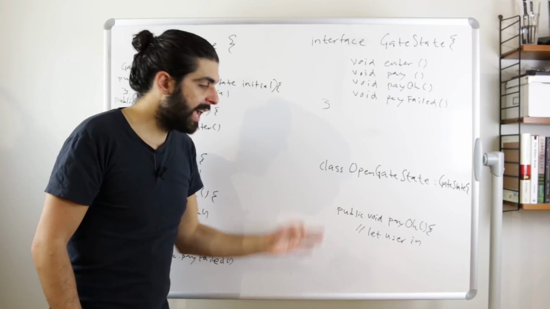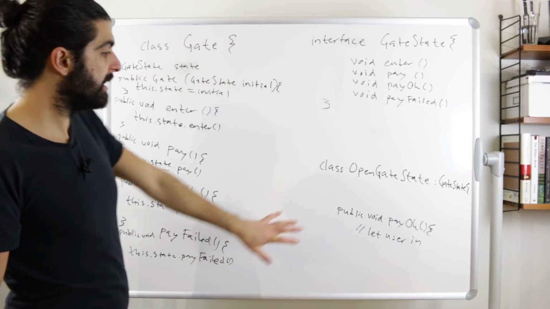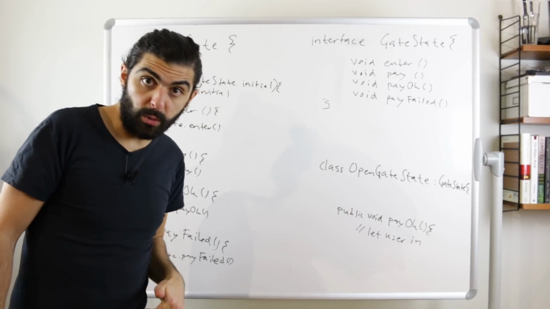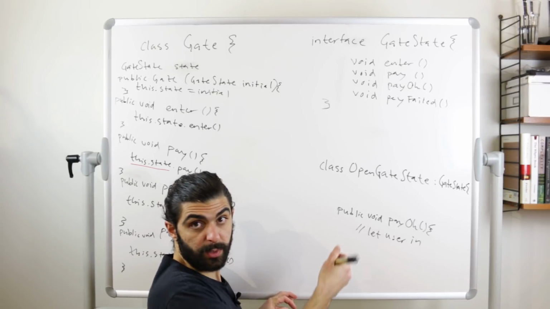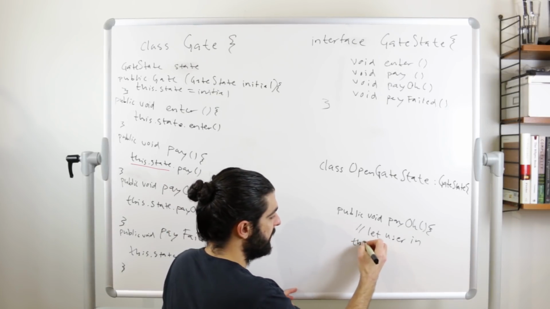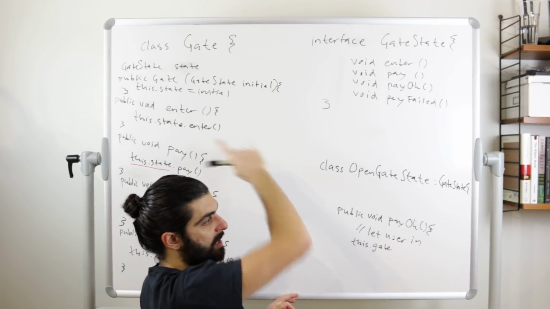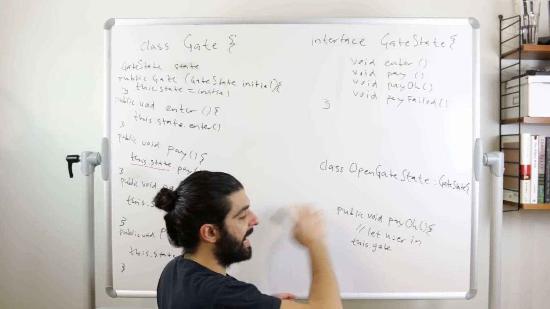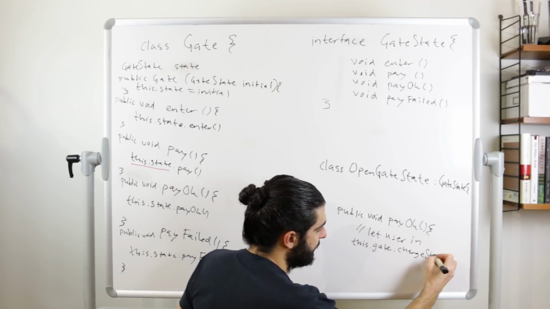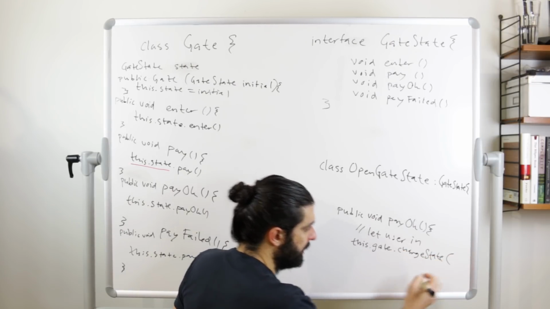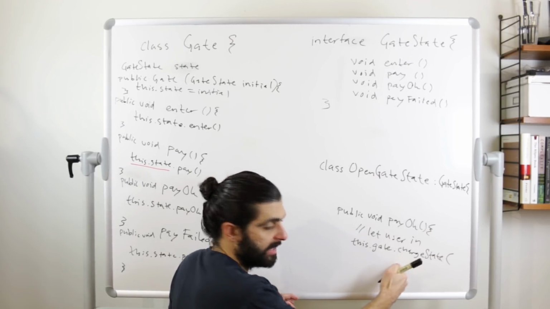When the payment is okay and the user has been let in, what we also need to do is shift the state from open to closed. So what we do is say, and here we notice that we are missing a few things, this dot gate, referring back to the instance that has this state. This dot gate dot change state. And to this change state method, let me open that up and break a line.